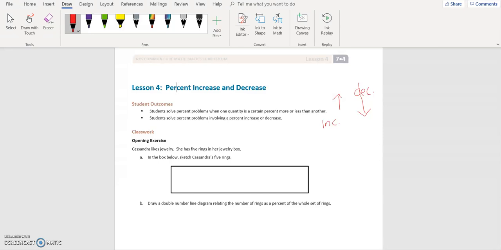Classwork, opening exercise. Cassandra likes jewelry. She has 5 rings in her jewelry box. In the box below, sketch Cassandra's 5 rings. We're going to do our best to just sketch a little ring, something representative of what our problem is asking us. We do not have to be artists. Clearly, I am not.